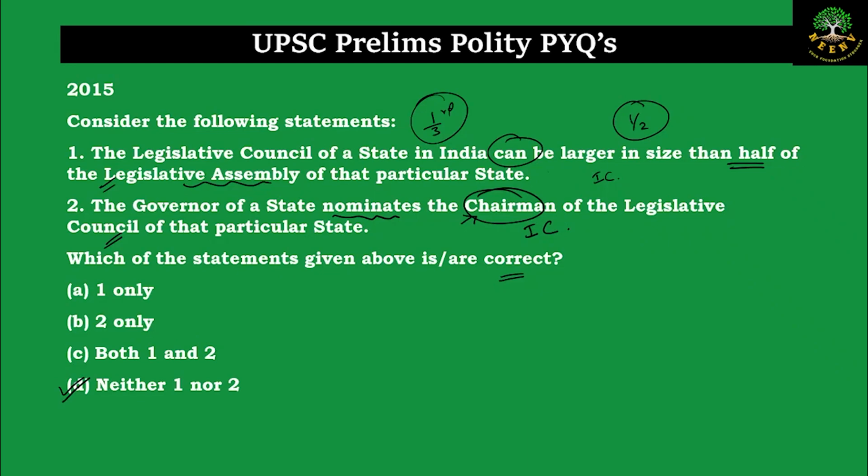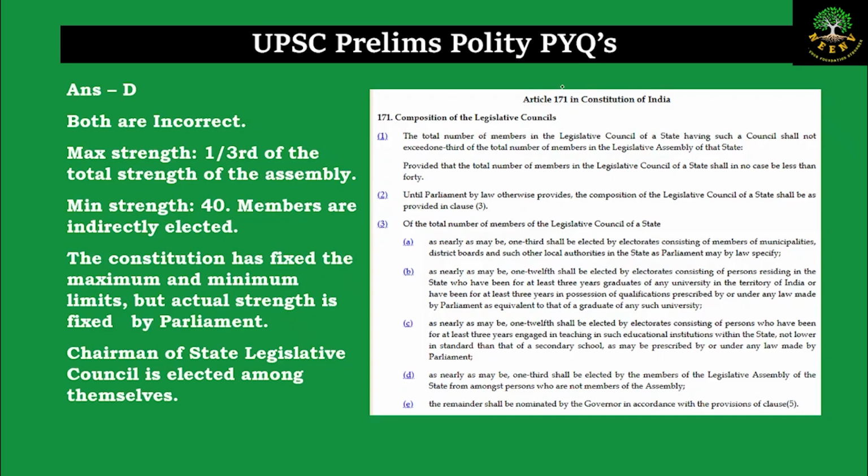Now let us look at the in-depth provisions. Article 171 in the Constitution deals with the composition of the Legislative Council. If you look at the Bare Act, Article 171 clause 1 clearly says the total number of members in the Legislative Council of a state having such a council shall not exceed 1/3 of the total number of members in the Legislative Assembly. So basically what it means is the maximum strength can be 1/3. It cannot be more than 1/3 of the total strength of the Legislative Assembly of that particular state. So the statement, because it said it can be more than 1/2, will be incorrect. It cannot be more than 1/3.